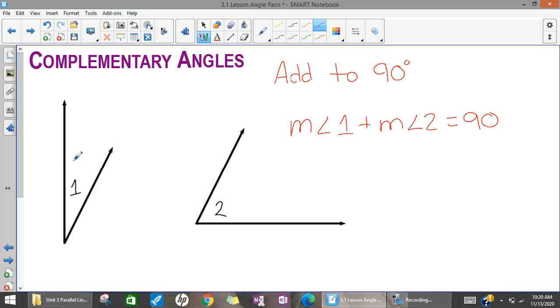So let's say that angle 1 is 25 degrees. If it's complementary with angle 2, then they have to add to 90, and so angle 2 would be 65 degrees. Those 2 angle measures add to 90. 25 plus 65 is 90.